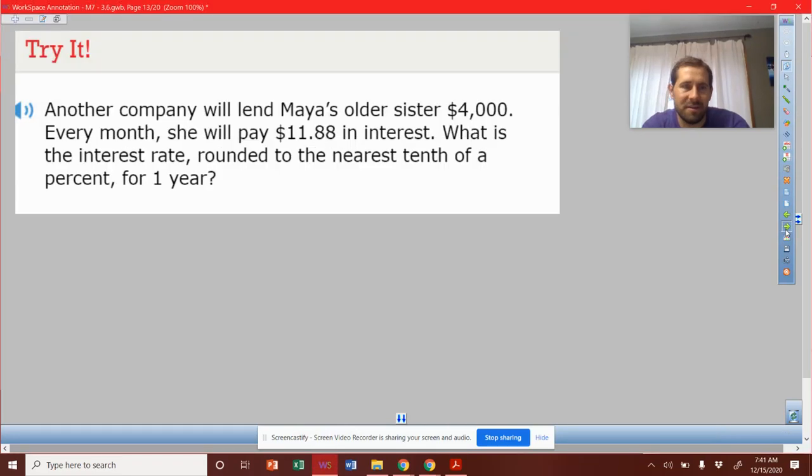Let's apply what you just practiced. Another company will lend me and his older sister $4,000 every month. She will pay 11.88 in interest. What is the interest rate? Round to the nearest tenth of a percent for 1 year.